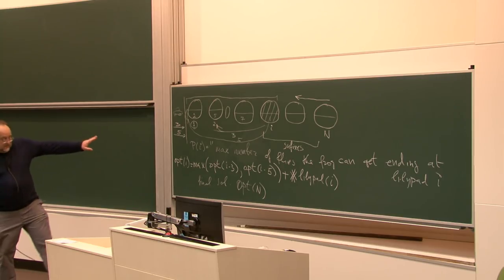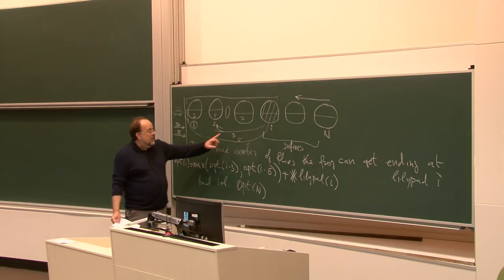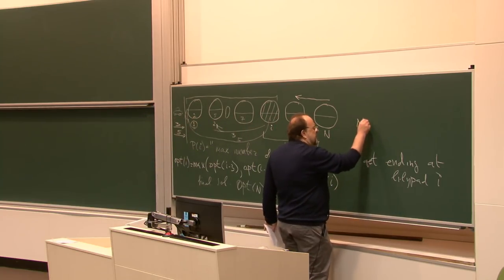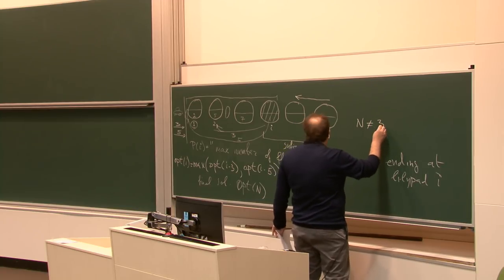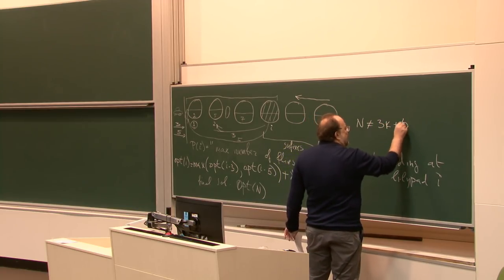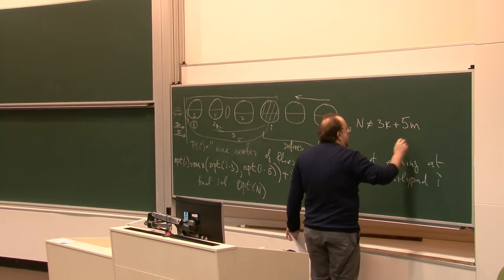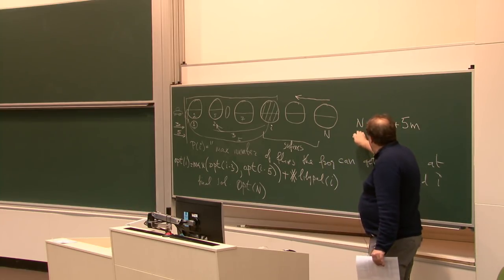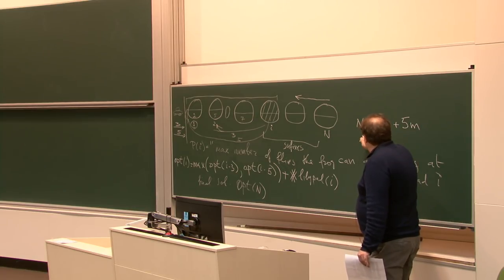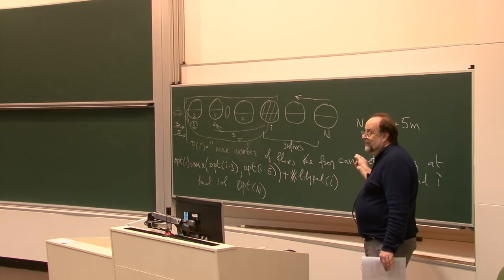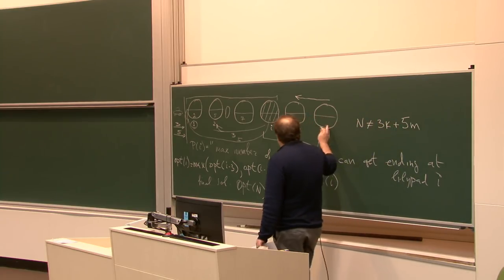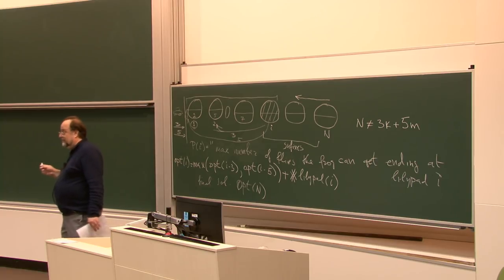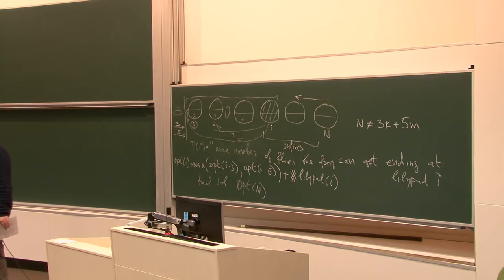If the divisibility is such that you cannot make it, so if n is not equal to 3k plus 5m for any k and m, is this possible? Probably it's possible, so 7, right? That's right. So in this case, the solution is 0, right? Because there is no way to end up at the 7th lily jumping in this way. So it's always possible that the optimum solution is 0.